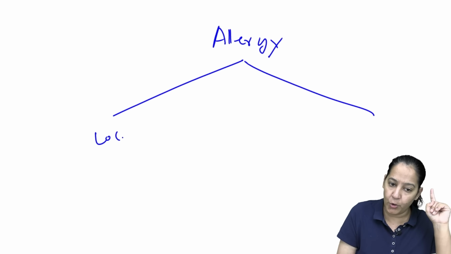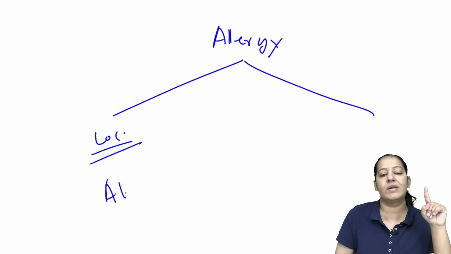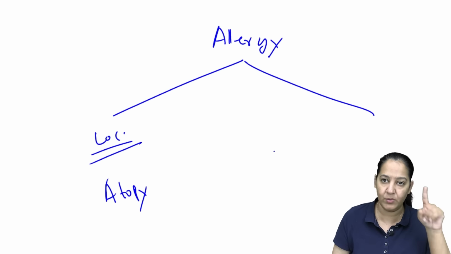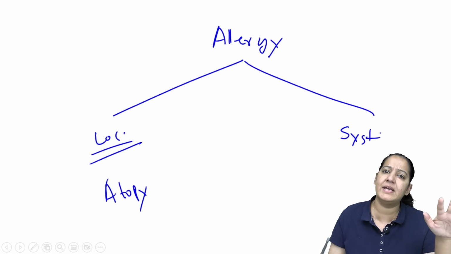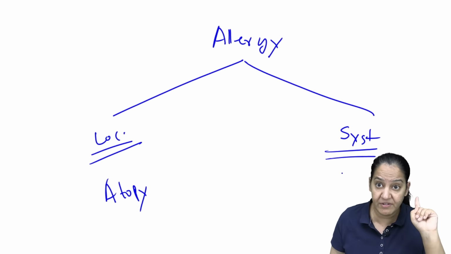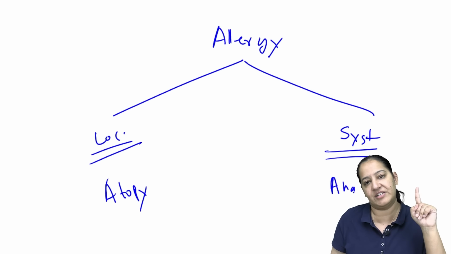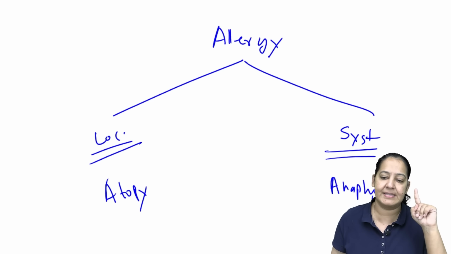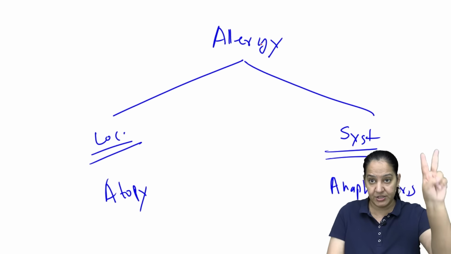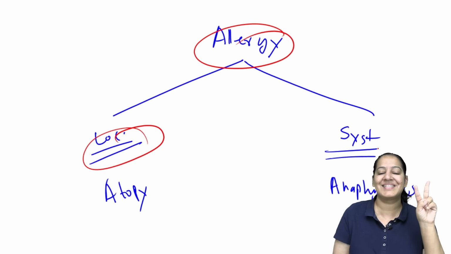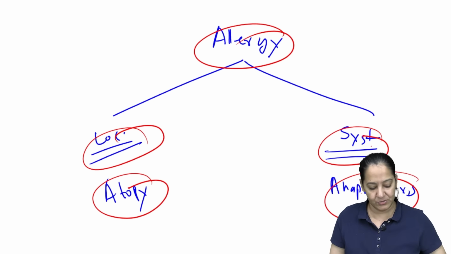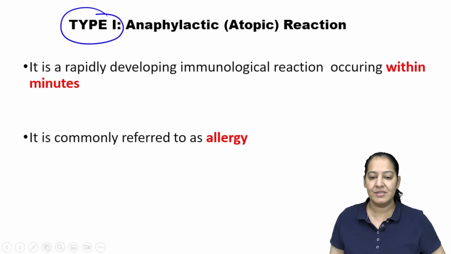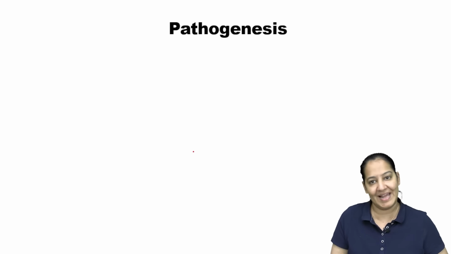So allergy can be localized. The localized allergy is known as atopy. Sometimes it can be systemic, in which the complete body is involved, and it is the most severe form of allergy. It is known as anaphylactic reaction, anaphylaxis. So basically allergy is of two types, the localized and the systemic. The localized one is known as atopy, and the systemic one is known as anaphylaxis. Can you see? Both of them are known as allergy, right?